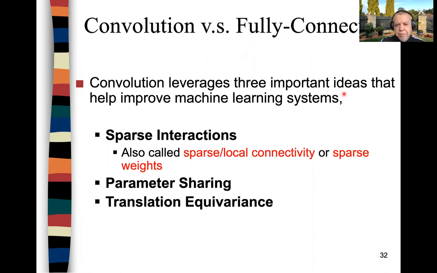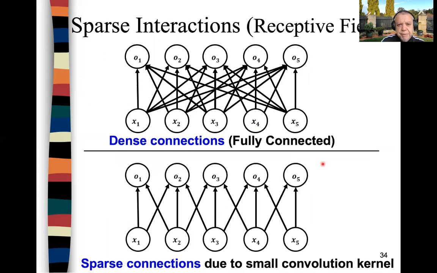And CNNs have three important properties which allowed them to improve the performance of many machine learning systems. These properties are sparse interaction, which is also called sparse connectivity, local connectivity, or sparse weights; parameter sharing; and translation equivariance.